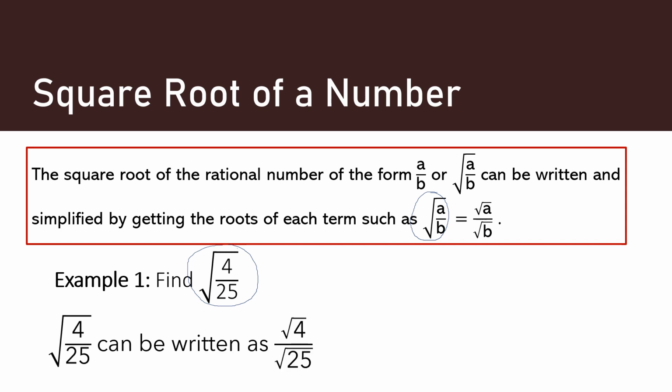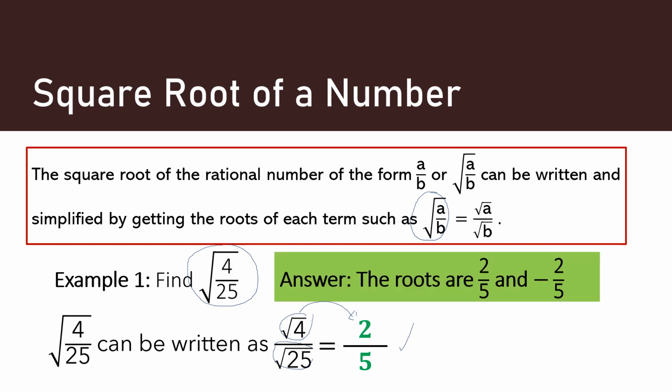For this example, we will get the square root of 4 and then the square root of 25. When we simplify that, the square root of 4 is 2, and the square root of 25 is 5, which means that the square root of 4 over 25 is 2 over 5, or 2/5. So that is the positive root of this example. We could also include its negative root, which is negative 2 over 5.